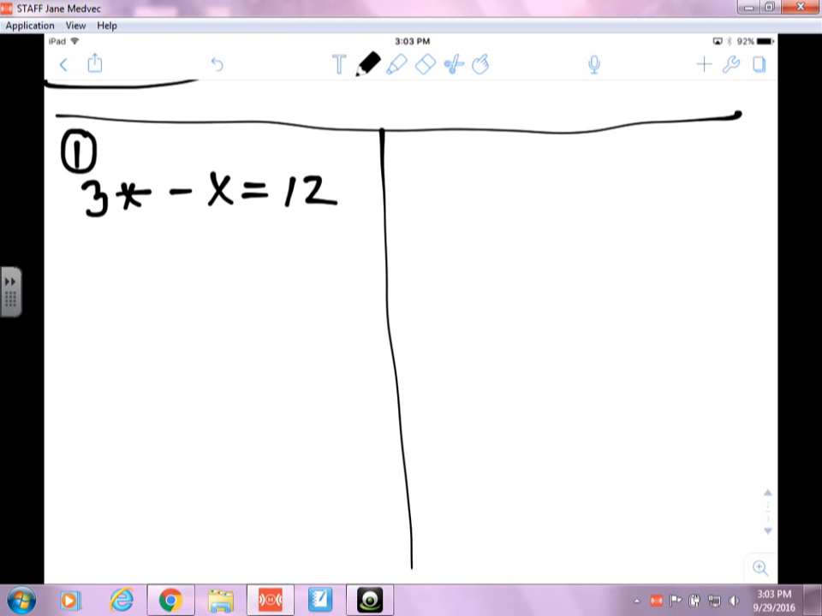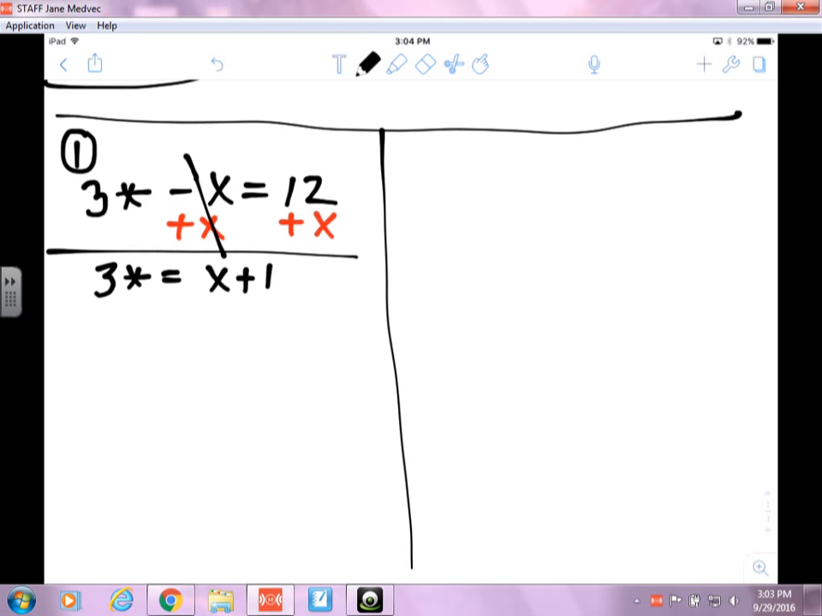So what do you want to do to fix this situation? I'm going to add an x. So I do the opposite. Okay. And I cancel that. Normally I say don't scribble stuff out, don't cross stuff out. This is where I cross it out, I won't scribble it out. I'm not saying you have to cross it out, but it might make it a little bit easier for you if you do. Okay, so I end up with 3 star equals x plus 12.